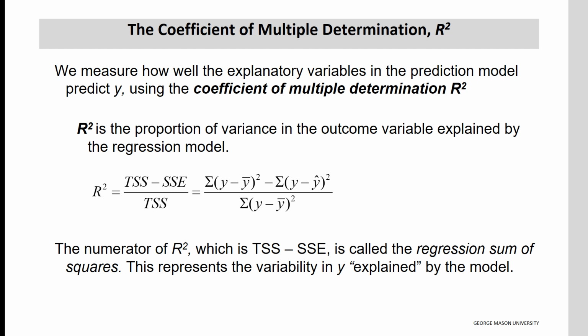So the numerator of R squared, which is basically the difference between TSS, total sum of squares, and the sum of squares due to the errors, we call this the regression sum of squares. This represents the variability in Y explained by the model.